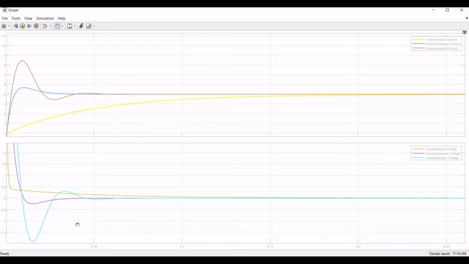For the blue one, the shortest time on reaching it is around 0.1 seconds, as you can see at the bottom here. For the purple one, the time reaching 0 is around 0.05, and for the yellow, or rather green, one, it's around 0.2 seconds, about this region. So we can conclude that the purple one, which is the critically damped voltage, has the shortest time on reaching 80% of the voltage final value, which is 0.05 seconds.